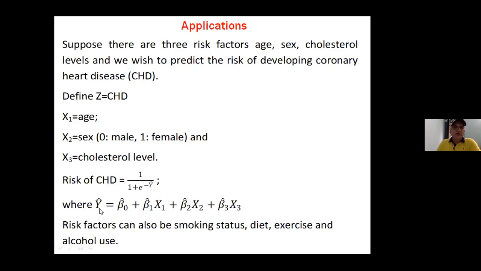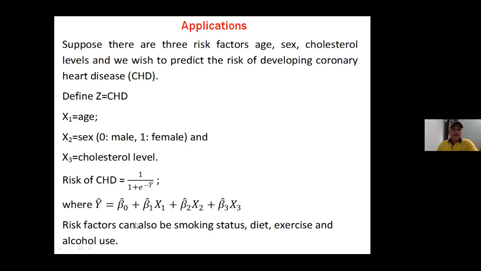And then I can develop this equation, y hat is equal to this. And these coefficients can be estimated from the given data, right? Let's say what kind of data I will be having. I will be having the value of Z, whether the person is having coronary heart disease or not. If having, I will put this as 1. If not having, I'll put this as 0. Then age, X1 in the second column, X2 the third column, and X3 will be the fourth column. This is how the data will be, right?